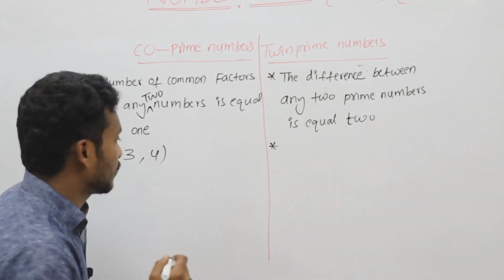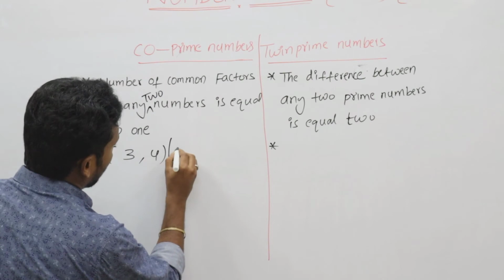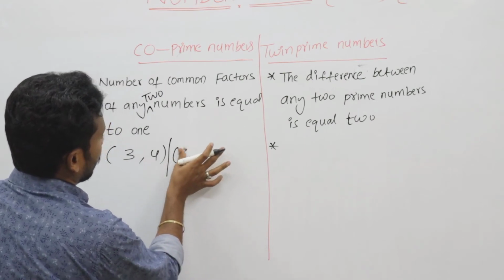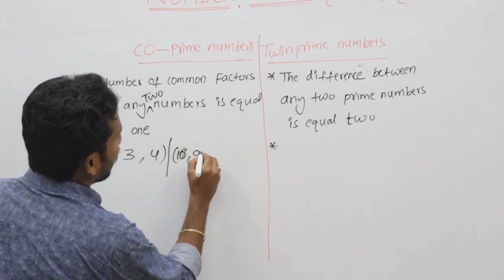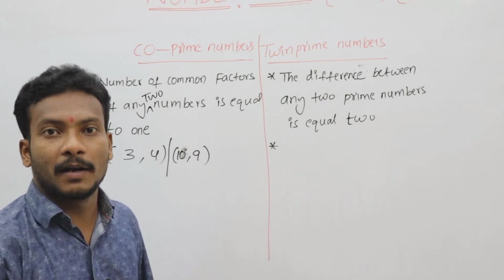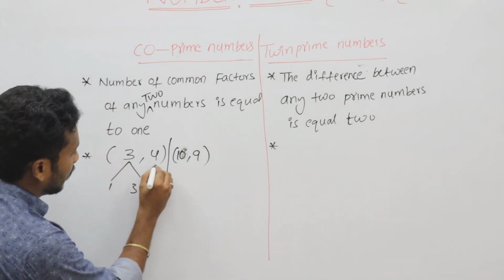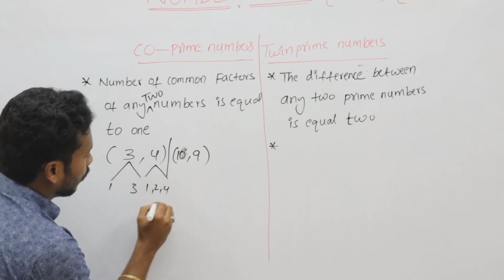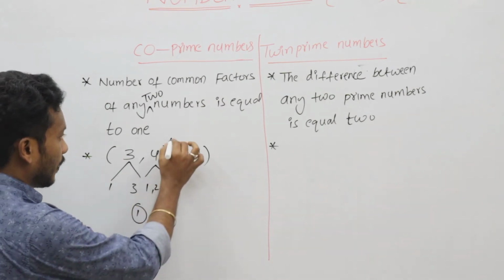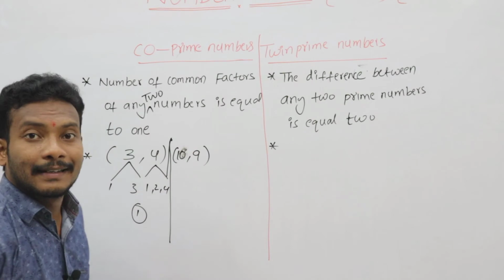3, 4 is over. Now I am taking 10, 9. For 3, the factors are 1, 3. For 4, the factors are 1, 2, 4. That is common only 1. Now checking with 10, 9.